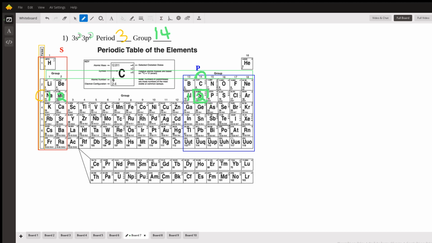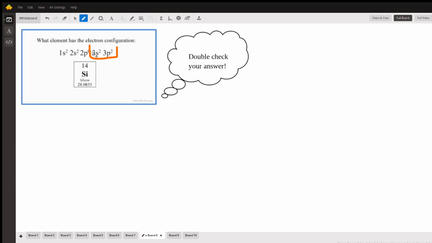Then we need to look up what group silicon is. Go straight up: group number 14. There's also a really easy way for us to double check our work. Just Google the actual electron configuration of the element you found. Silicon's electron configuration is this mess of alphabet soup, but you'll notice that last tail end was exactly what we were given in the question prompt.